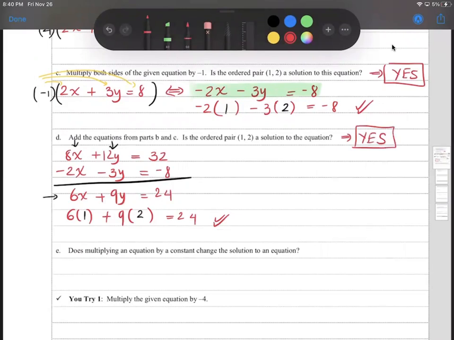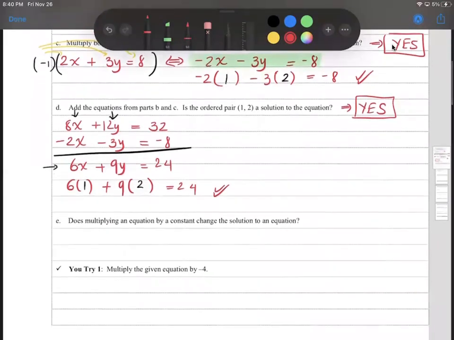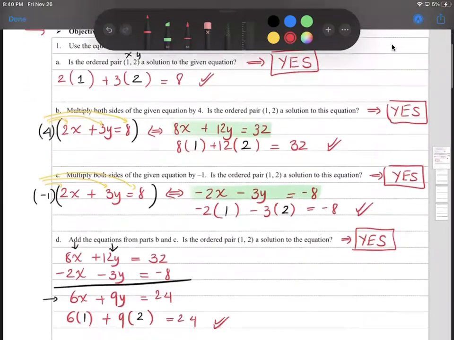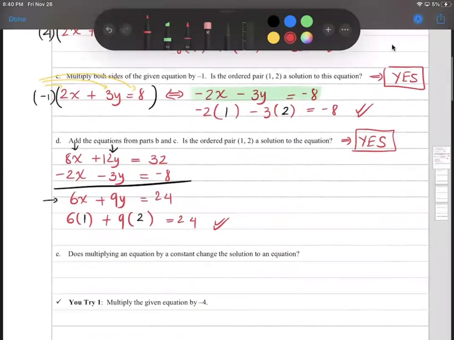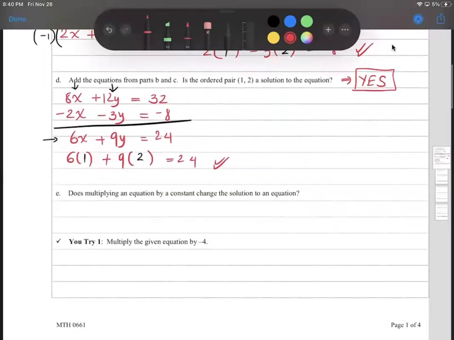The last part: does multiplying an equation by a constant change the solution to an equation? Well, no, right? We've multiplied both sides by 4, multiplied both sides by -1, and we even added the equations together, and the solution does not change. So no. Basically, when you multiply an equation by a number, you get a new equivalent equation.